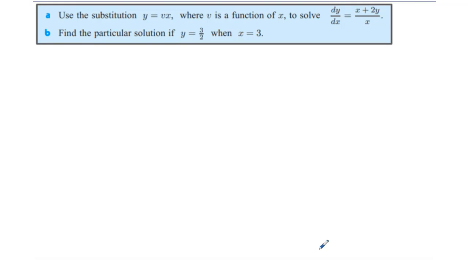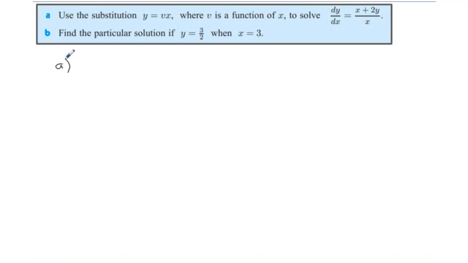Now, using the substitution of y equals vx is a standard approach whenever you get what's called a homogeneous differential equation. Whenever dy by dx is some sort of quotient involving x's and y's, this approach should always reduce it to a separable differential equation where we can separate the variables and integrate both sides with respect to x. So let's just do exactly what it says, and we should actually get quite far.